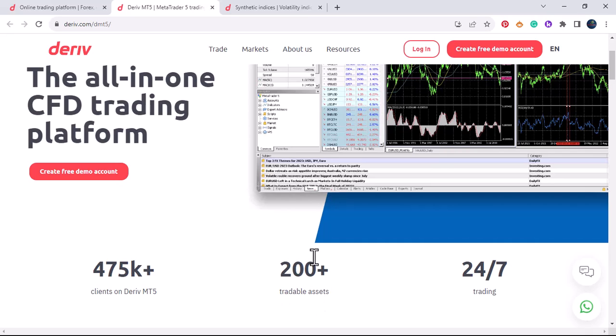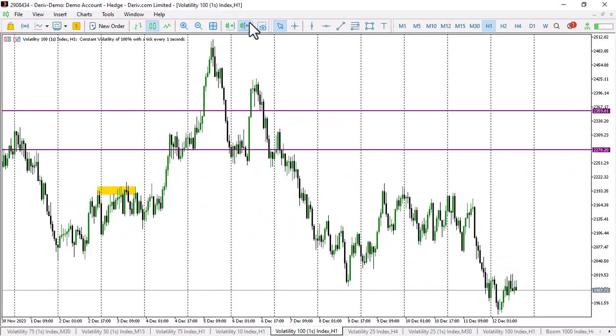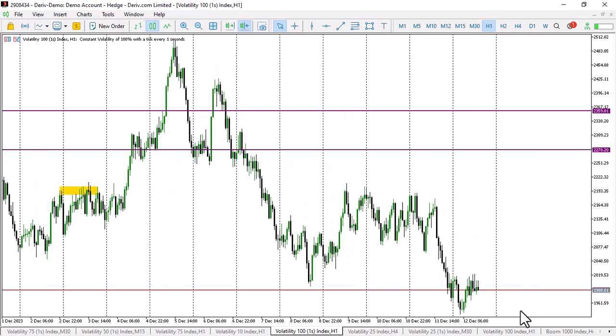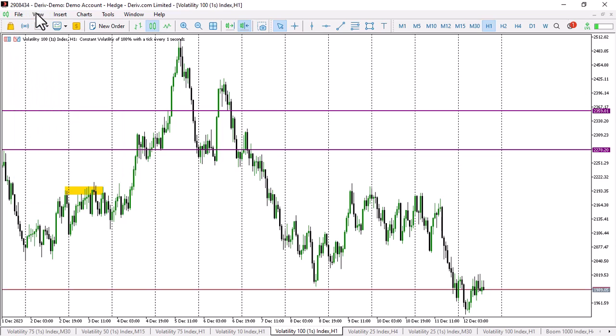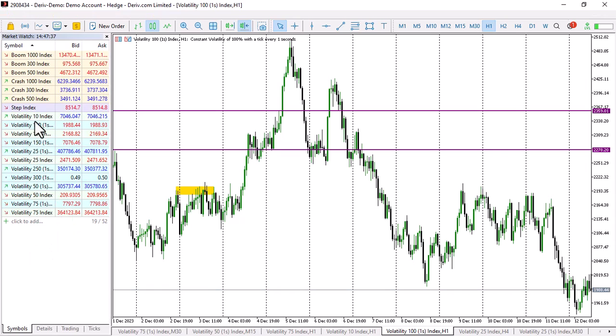So this is what you are doing, right? It shows charts. Let's go to charts and I will show you what it looks like. This is how a typical Deriv chart looks. As you can see, this is the Volatility 10 1s index. If you go to Market Watch, you see a lot of charts that you can trade with Deriv. Let's go to View and Market Watch here and see the indices that Deriv offers. You see there's Boom 1000 index up to Volatility 75 index.